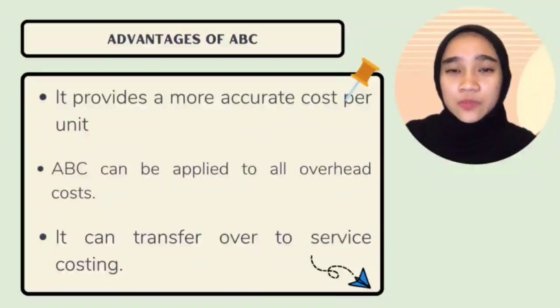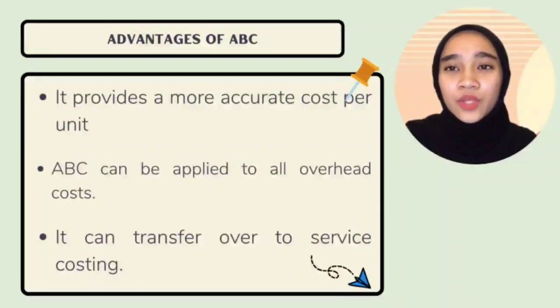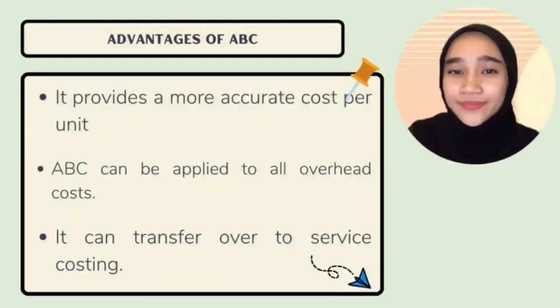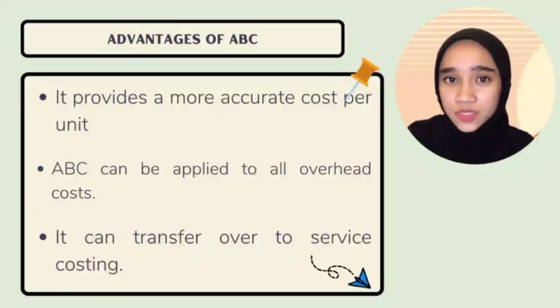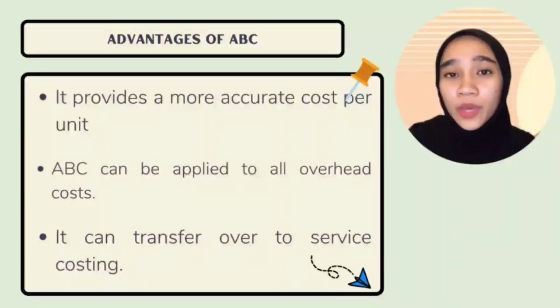So today I will explain the advantages and disadvantages of ABC. Firstly, I will explain the advantages of ABC. The first advantage of ABC is that it provides a more accurate cost per unit. This is because there is more accuracy in the costing. Using ABC can help to make pricing and sales strategy better.